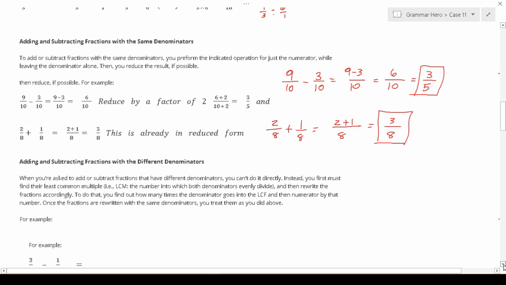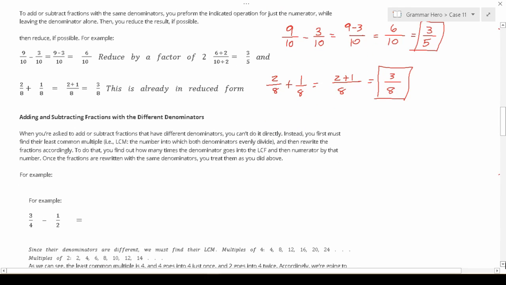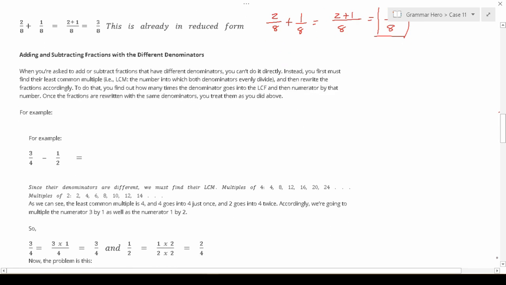Okay. Adding and subtracting fractions with different denominators. This is slightly more difficult. It requires one more step than when the denominators are the same. We need to find common multiples of the denominators to make the denominators the same, and then we follow the rules I just introduced. So let's take a look at an example.